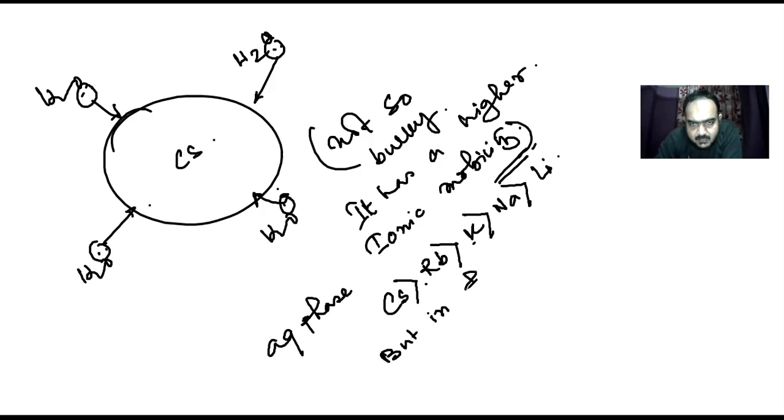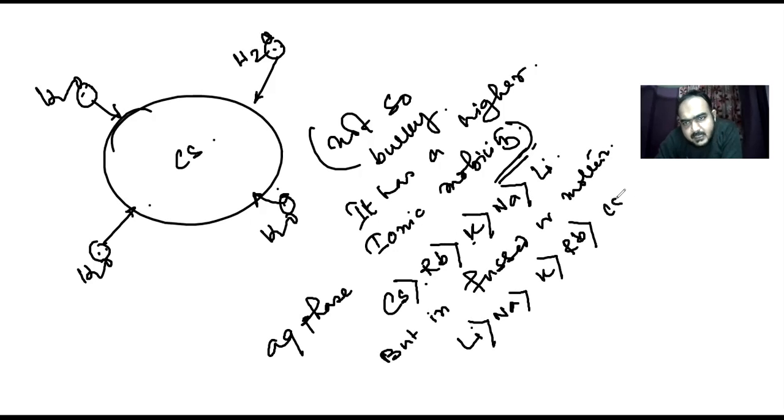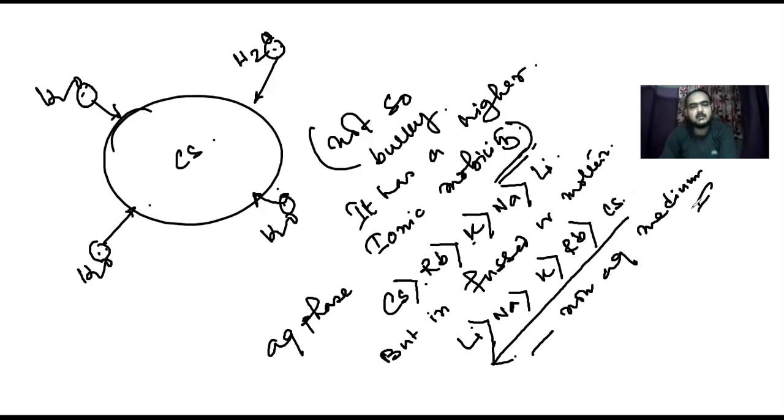But in fused or molten condition, lithium has the highest ionic mobility because there is no water here. Sodium, then potassium, then rubidium, then your cesium. This is the highest ionic mobility in the non-aqueous medium. The above is in the aqueous medium.